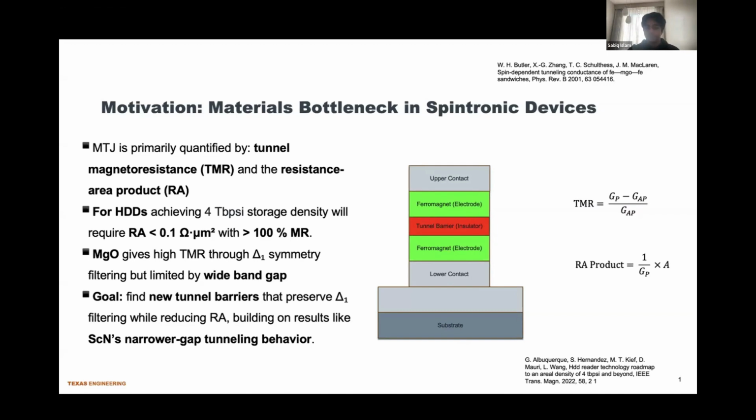So many studies have been done to find suitable alternatives for MgO. Most notably, one of them is scandium nitride, due to its ability to achieve a lower RA. However, the issue persists of balancing a high TMR with low RA.